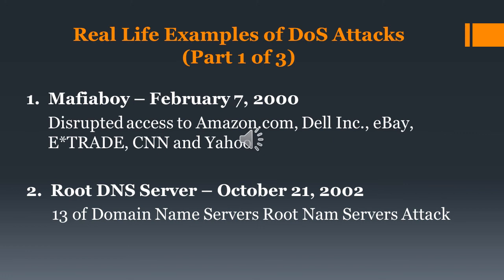The second one is called Root DNS Server. This occurred on October 21st of 2002. This attack was against 13 DNS servers, and it was the first of its kind, so it was really hard to get an idea of how to deal with it. It didn't cause a lot of havoc on the internet, but some of the root name servers were unreachable, which is what a DOS attack does. It locks down everything, so everything's either really slow or unreachable. The hacker used a botnet to launch bogus traffic.